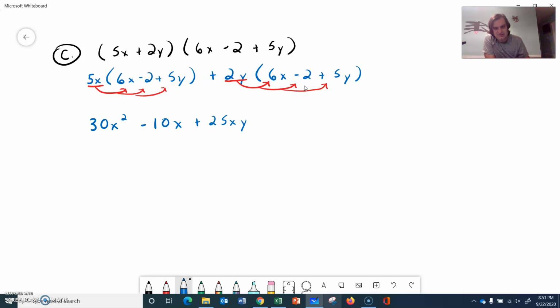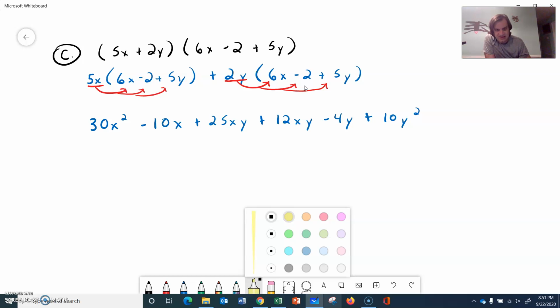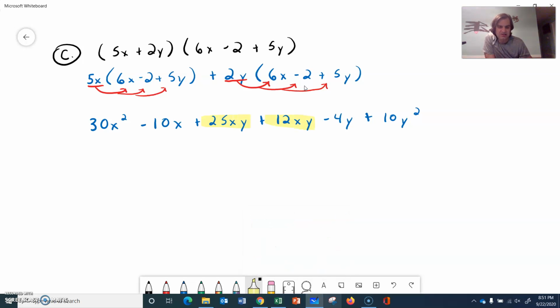So 2y times 6x will be plus 12xy. 2y times a negative 2 will be minus 4y. And 2y times 5y will be plus 10y squared. So looking through here, I do see one set of like terms: the xy terms in the middle. I can combine the 25xy and the 12xy into 37xy, but I don't think any of the other terms are alike.